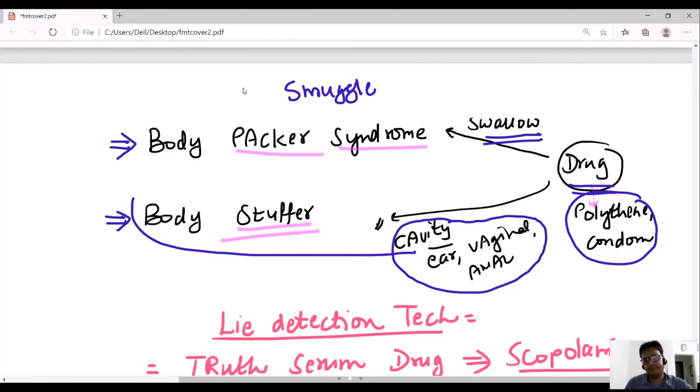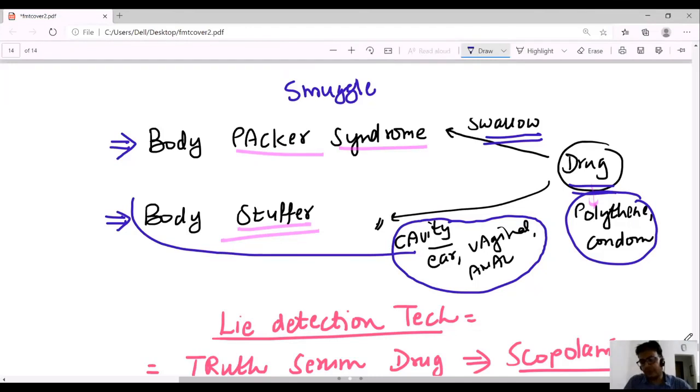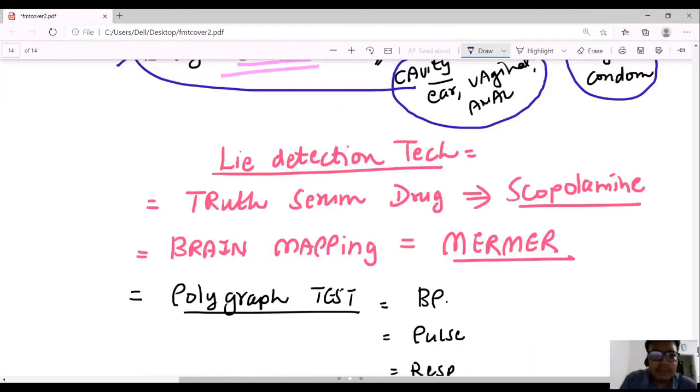Body stuffer syndrome. So we have two syndromes, body packer and body stuffer.